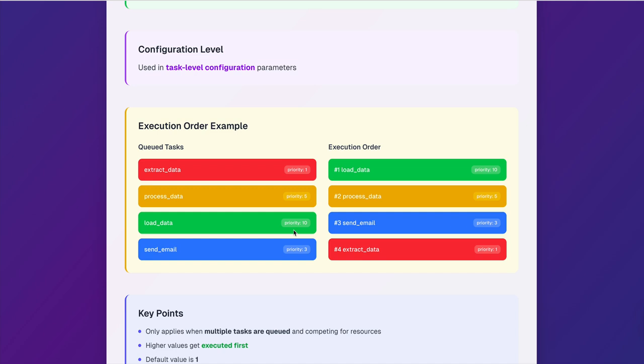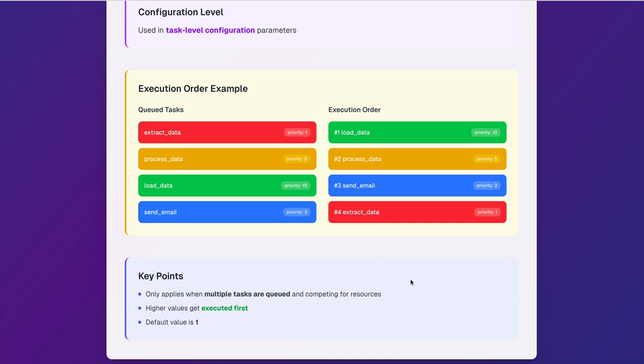So if you see the execution order, load task will execute first and extract task will execute last in the priority order. The key point to remember is that priority weight makes sense only when multiple tasks are queued and there are limited resources, and those tasks are fighting to execute. Higher value always gets executed first and the default value is 1 for each task.